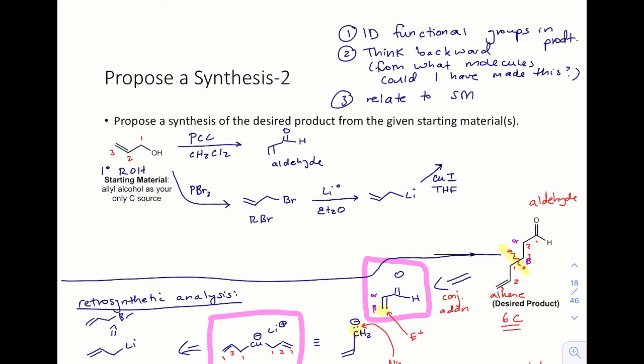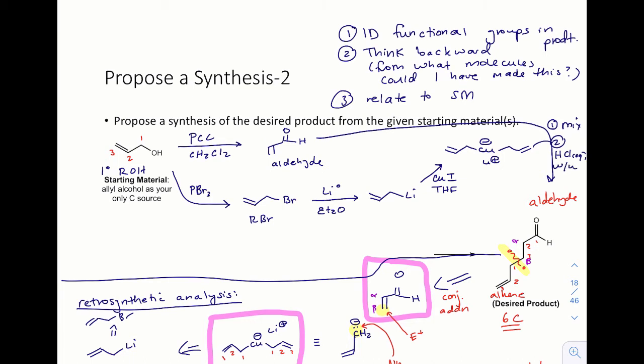So THF or diethyl ether does not matter. I'm just using the same solvents from the page on which we discussed these reactions. Now the aldehyde and the cuprate should be mixed together. They will undergo a conjugate addition, and we'll need to follow that up with a workup, which will protonate the alpha carbon. And there we go.